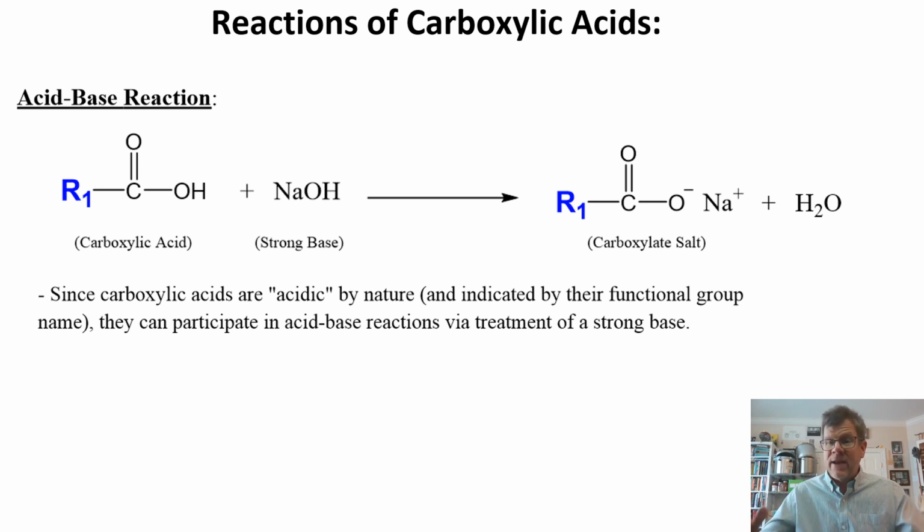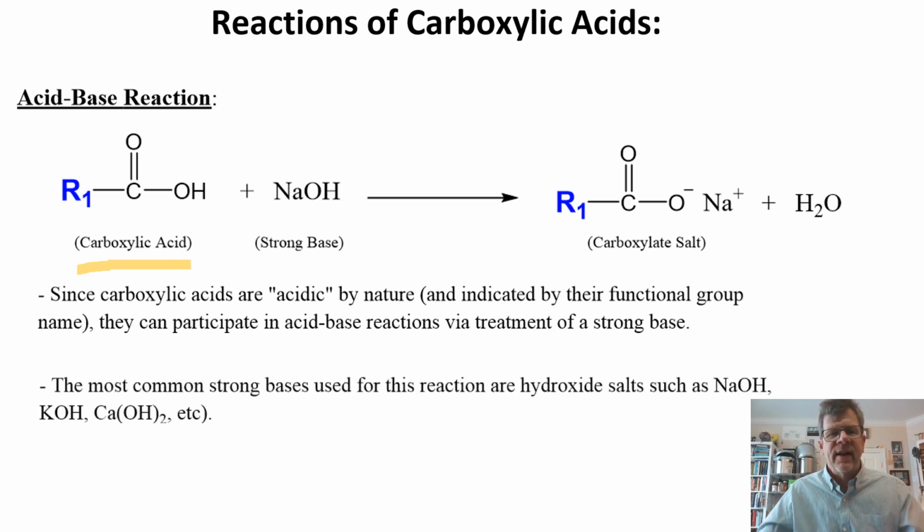So an acid-base reaction is always a pair. Our carboxylic acid, which we see here, must be paired with a base. In this case, it is a strong base, typically a hydroxide salt, such as sodium hydroxide, potassium hydroxide, and the like, but it must be one of these strong bases.